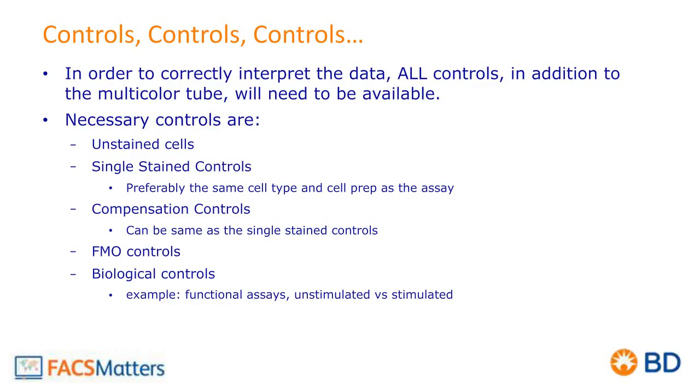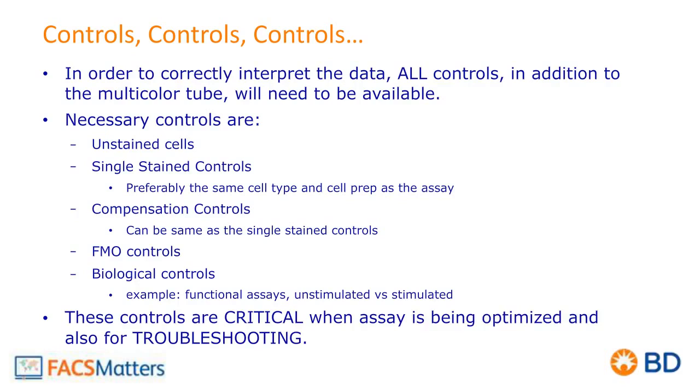control. Then you have classic compensation controls, which may be the same as your single stain controls, or maybe a generic fluorochrome or lot specific controls. Then you have FMO controls, and we'll talk about those. Those are very powerful. And then biological controls. These are not so much in terms of compensation, but in terms of your overall assay, you know, functional assays, stimulated versus unstimulated, you want to understand the impact of the biology that you're looking at.